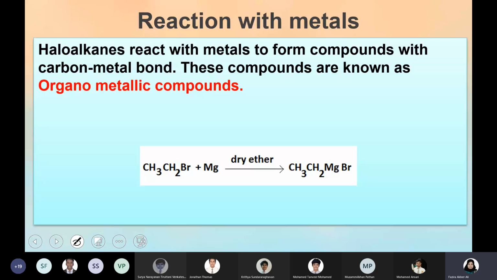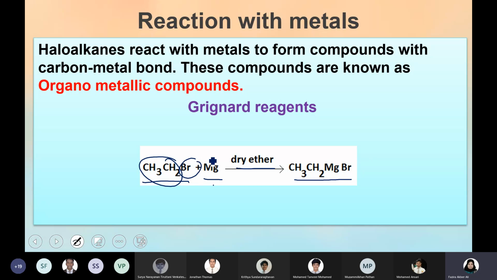Organometallic compounds are formed when haloalkane reacts with, as you can see, this is a haloalkane. When you treat it with magnesium in dry ether, you are getting magnesium added between the alkyl and bromine. Magnesium is added between these two. These types of compounds are called Grignard reagent. Grignard reagent has a lot of application in the coming organic chapters, so this reaction will be applicable there. This is a very, very important reaction. Here you are preparing a Grignard reagent.